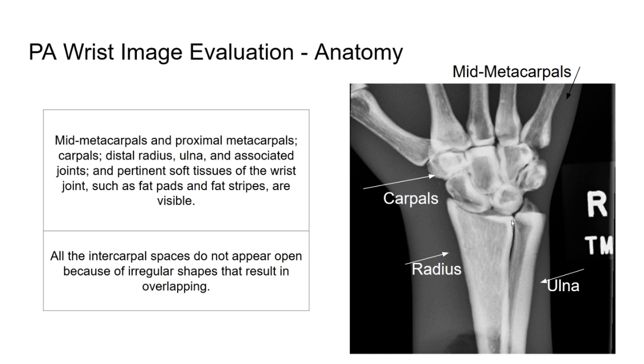And then in terms of the carpal region, all the intercarpal spaces that you're seeing here, they're not all going to appear open because of the irregular shapes that result from the overlapping structures. So it's not going to be common for you to see all of these spaces open. You're going to see a couple open, but don't bank on getting them all open.